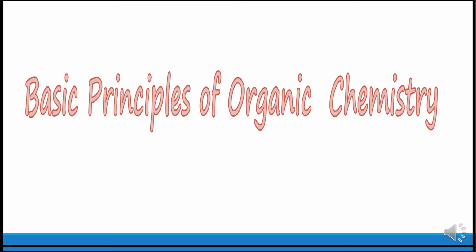Good morning, children. As you all know, the basic principles of organic chemistry chapter is going on. In today's video, I'm going to talk about homologous series, its characteristics, what are the types of carbon atoms present in alkanes or saturated hydrocarbons, and the trivial or the common system for nomenclature of organic compounds. So let's start.